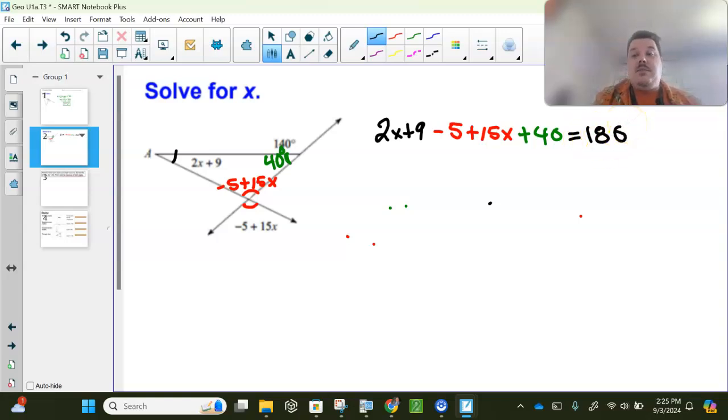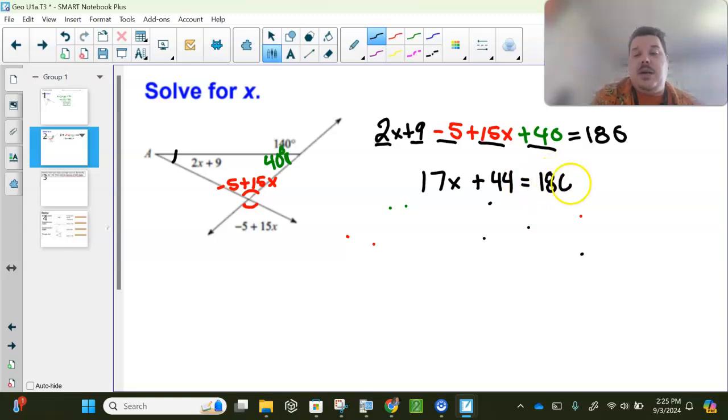Now we're going to look at like terms and combine them. We have a 2x and a 15x. They're both positive. If we add them, that gives us 17x. We also have a 9, a minus 5, and a plus 40. Well, 9 minus 5 is 4. 4 plus 40 is 44. So we can go 17x plus 44 equals 180.